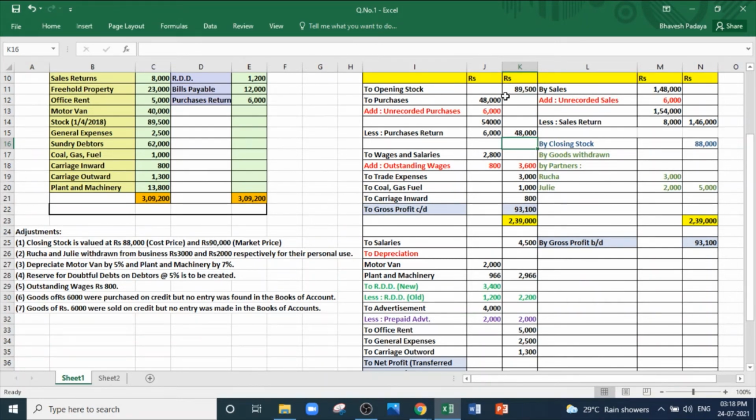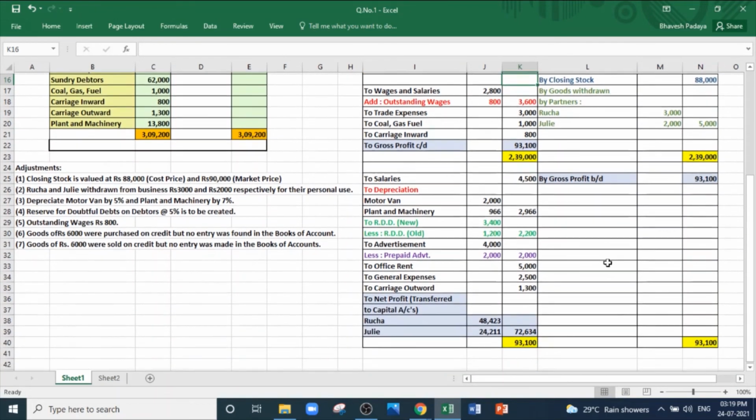First, you have to close the trading account. Total the outer column of trading account, credit side and debit side. The total will be, credit is more, 2,39,000. You will write 2,39,000 on the debit side and then subtract the total of the debit side. You will get 93,100. This is gross profit. This gross profit is to be carried to the next account, the profit and loss account. Here you will write by gross profit brought down.